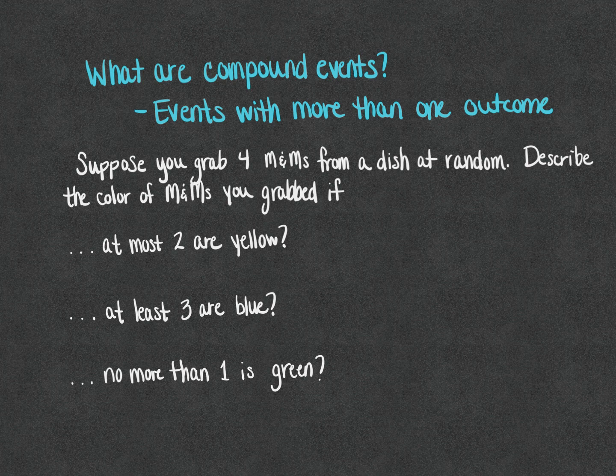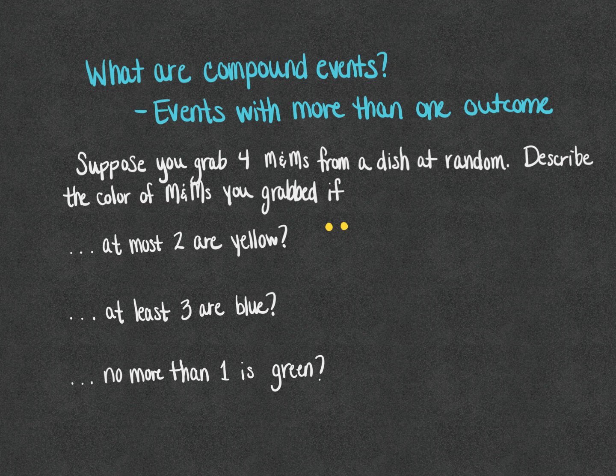So suppose you grab 4 M&Ms from a dish at random. Describe the color of M&Ms you grabbed if, at most, 2 of the M&Ms are yellow. Okay, well, first of all, let's think about what it means to say at most 2 are yellow. One of the things that does mean is that 2 of them M&Ms could actually be yellow.